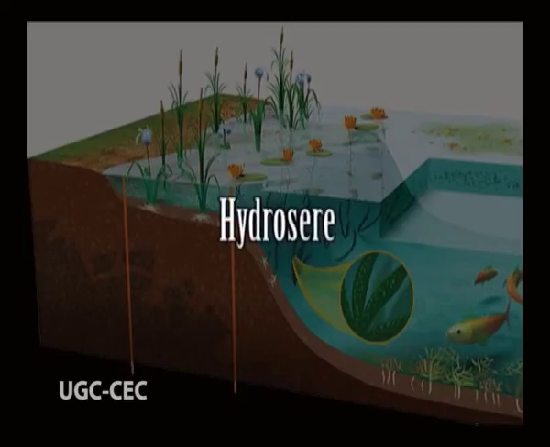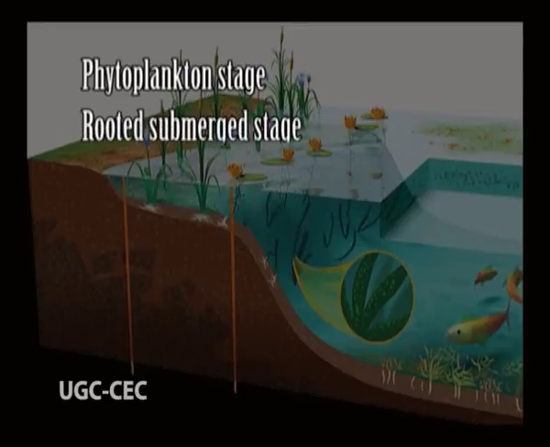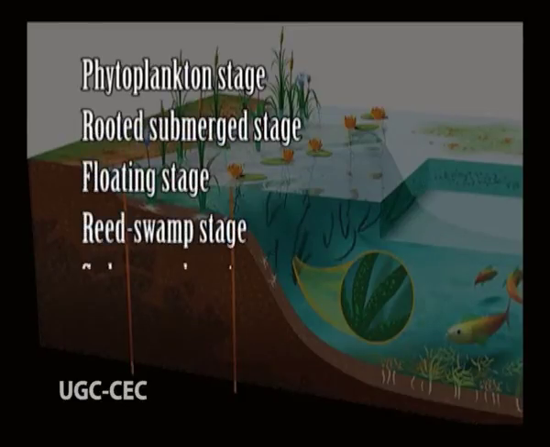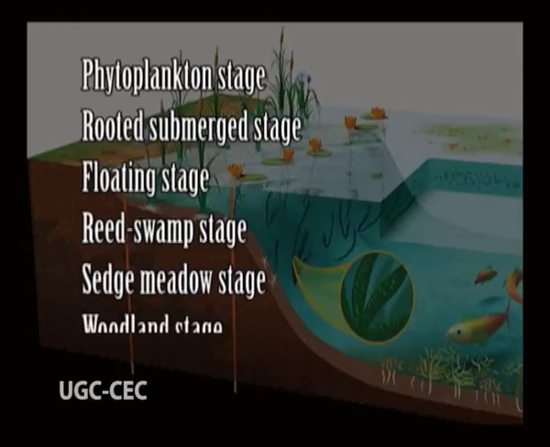Dear students, let us discuss some examples of ecological succession, and one of the examples is that of hydrosphere. Hydrosphere involves the following stages. Stage 1 is the phytoplankton stage, followed by the rooted submerged stage, followed by the floating stage, then the reed swamp stage, sedge meadow stage, woodland stage and finally the forest stage.